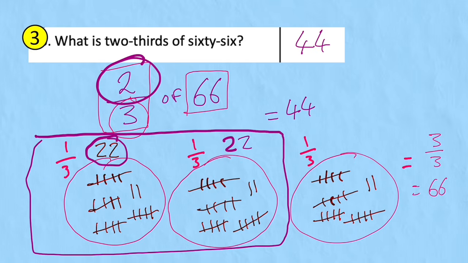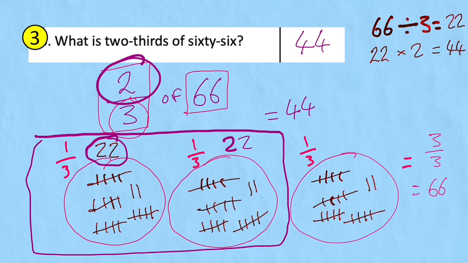And what I basically did is I had my 66 and I divided it into my 3 sharing circles, which left me with 22 in each. But then I realized I didn't just want to count one of my sharing circles, I needed to count 2 of my sharing circles. So my next row of the question was 22 times by 2 equals 44. Much quicker, but we have to understand what we're doing in order to get to this answer. If you're not sure, draw your sharing circles.